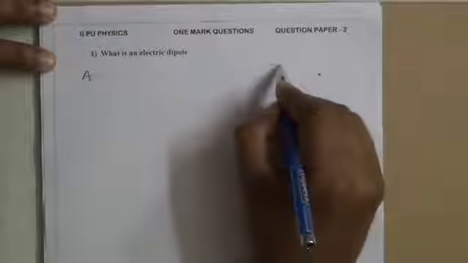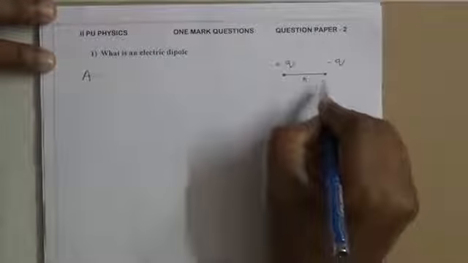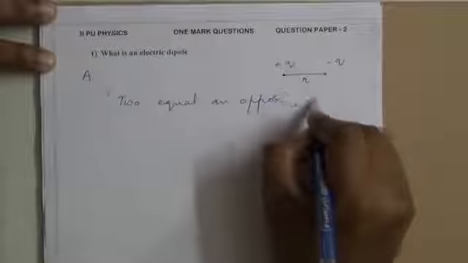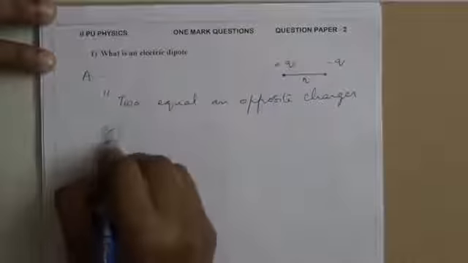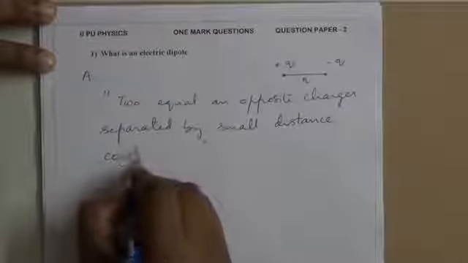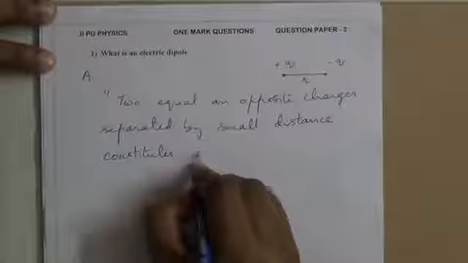What is an electric dipole? Equal and opposite charges separated by a small distance is an electric dipole. This statement: two equal and opposite charges separated by a small distance constitutes an electric dipole.